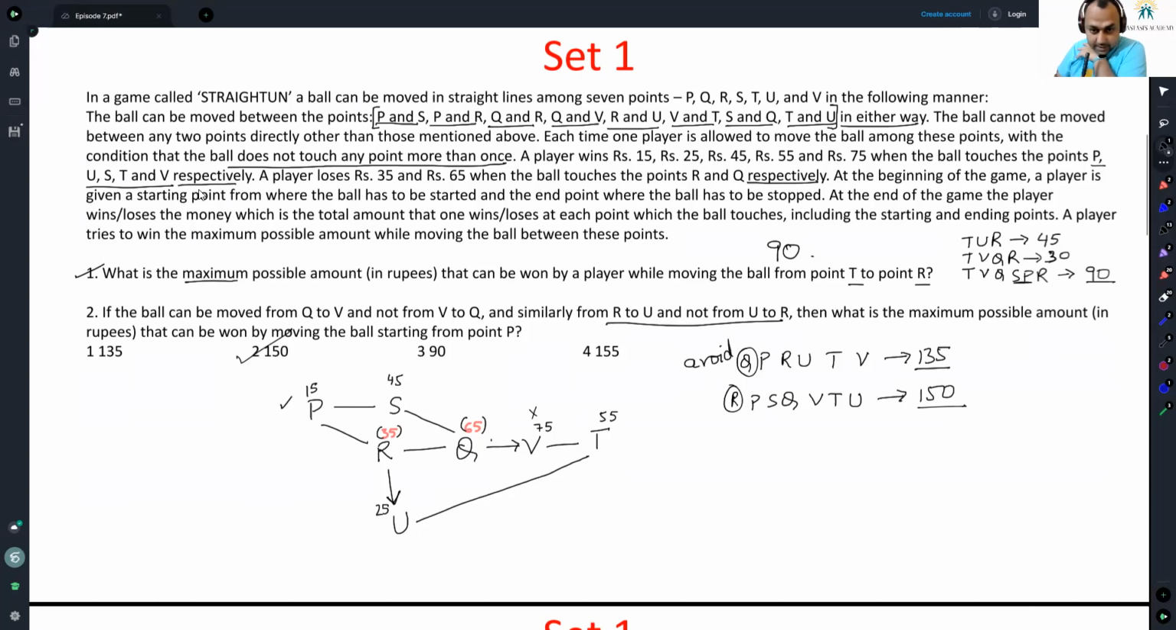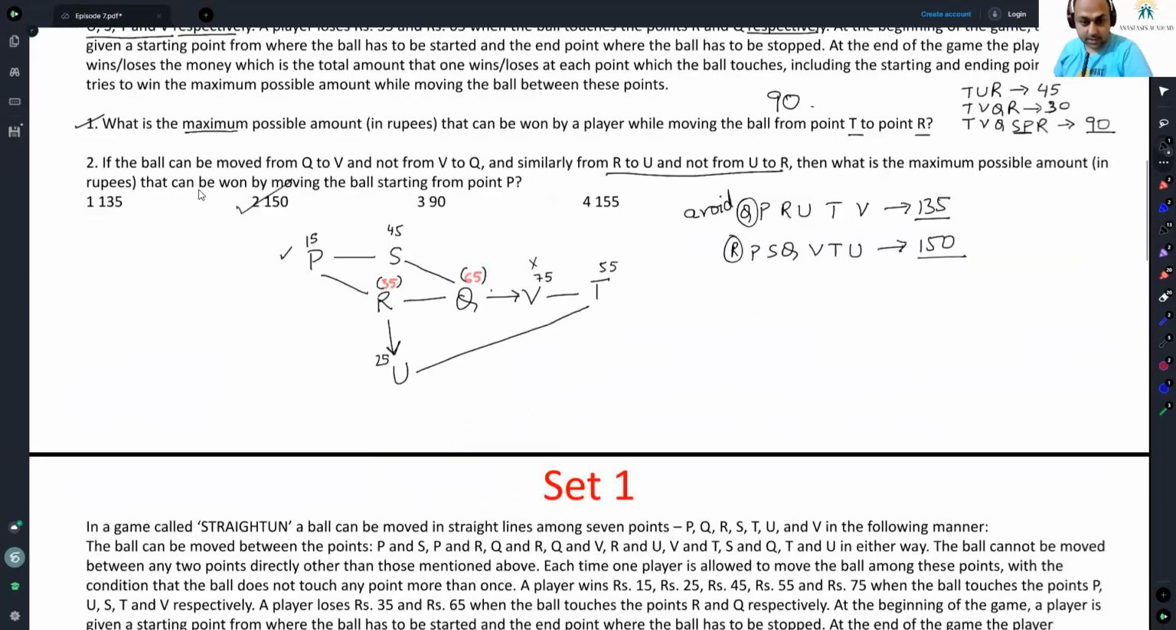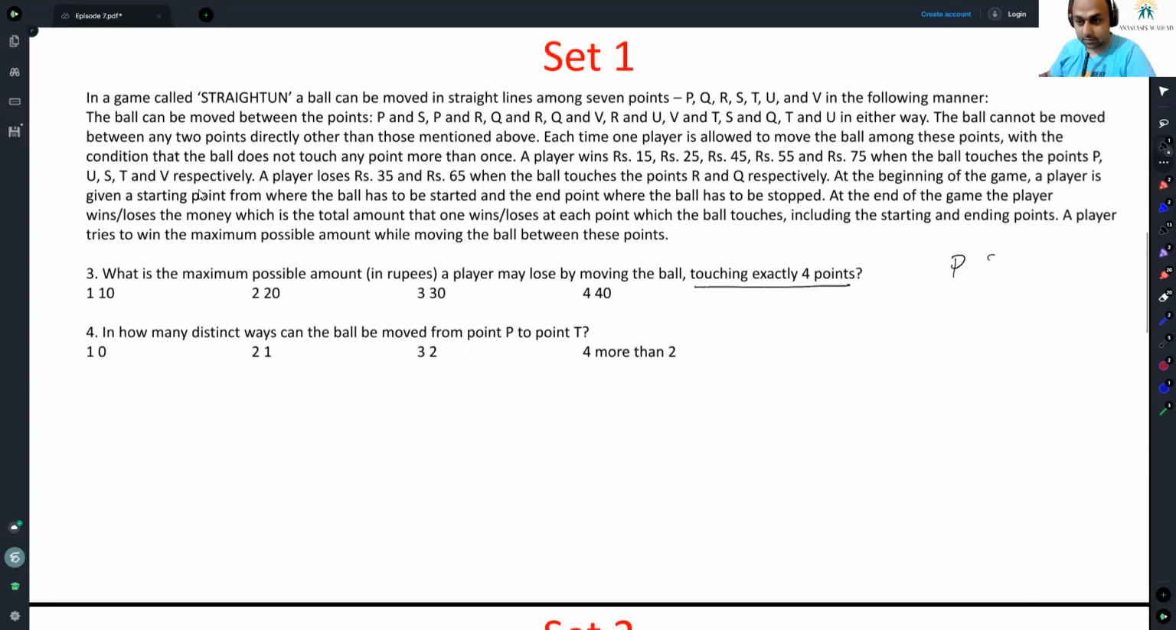So the simplest I can see is PSQR. P gives me 15, S gives me 45, Q gives me minus 65, R gives me minus 35. Altogether, I get minus 40, loses 40. And among the options, 40 is the highest. So I found the acceptable case. I don't need to check anymore.